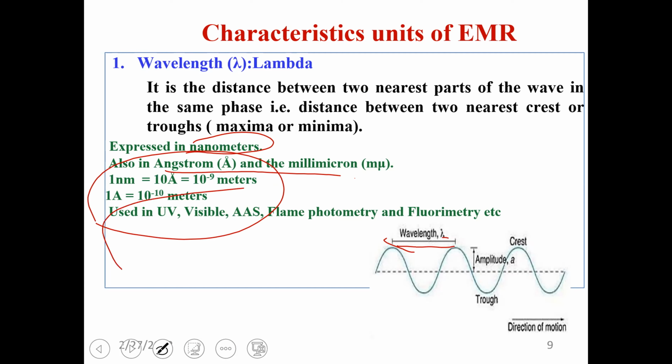Generally this particular unit, the wavelength, is employed in UV visible spectroscopy, atomic absorption, flame photometry, and fluorimetry.